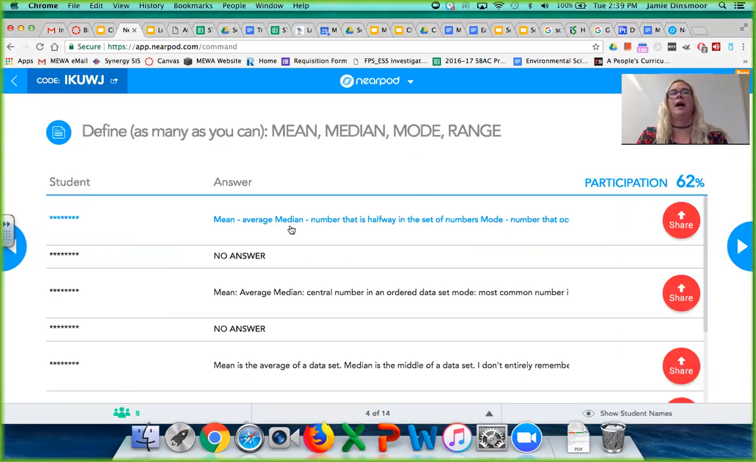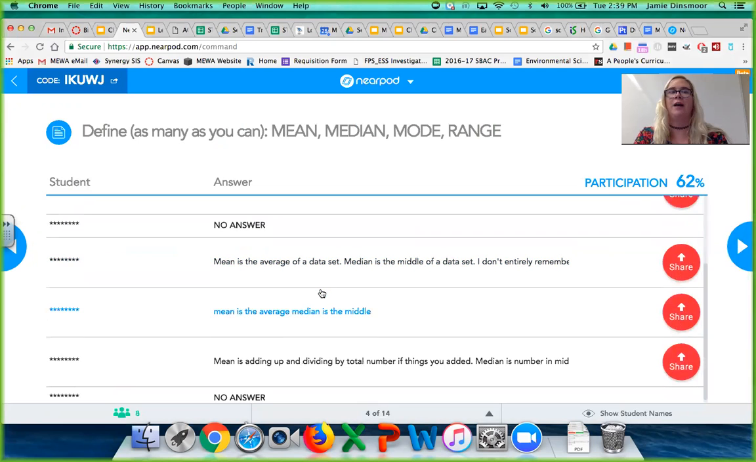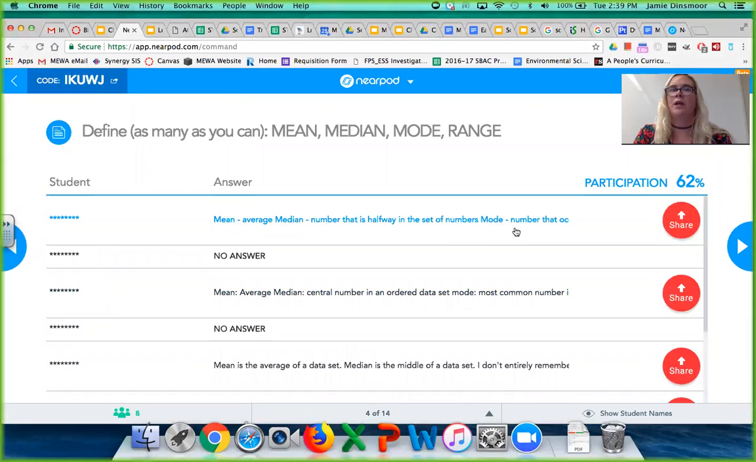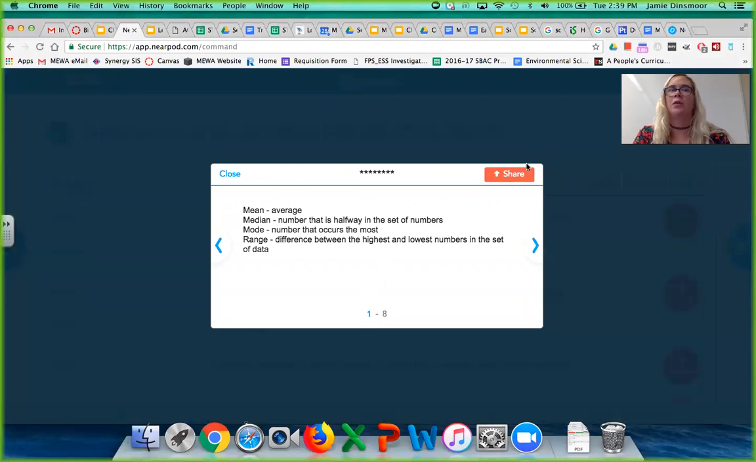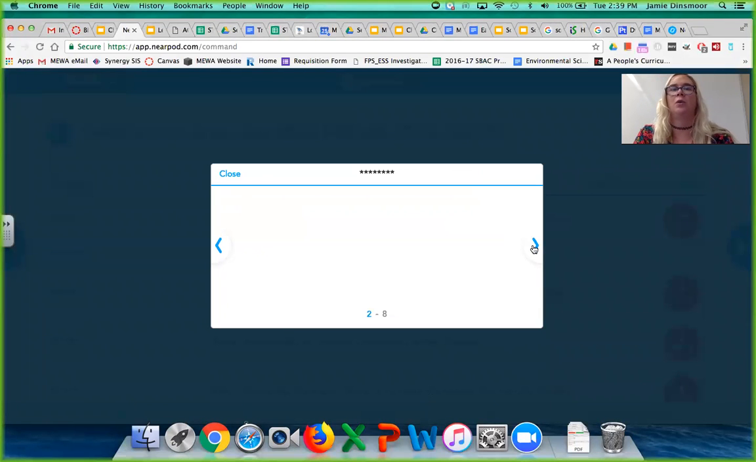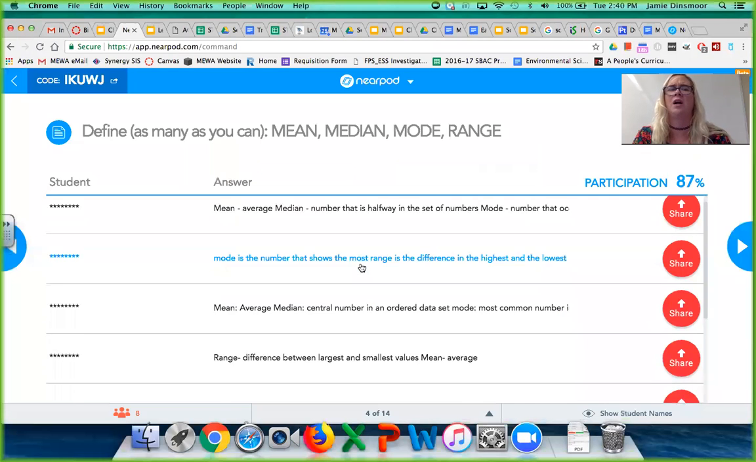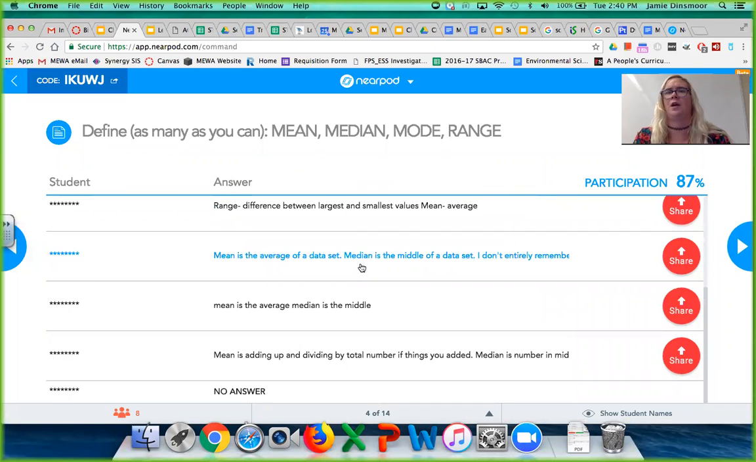But mean is the average. Most people said that. It's the average. Median is the middle. Mode is the number that occurs the most. Range is the difference between the highest and lowest numbers. Right, I see pretty much the same answers from everyone who defined any of the words that they know. Yeah, mode is just the most frequently occurring, kind of a weird one, not frequently used, right? It's usually like a math one where they make you know it and then otherwise, right?